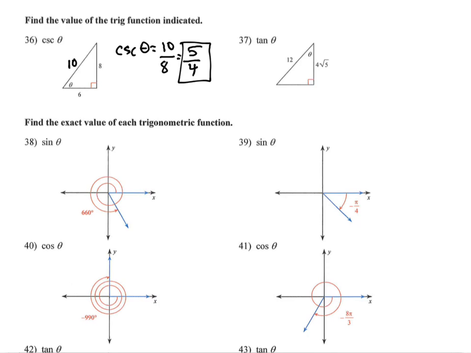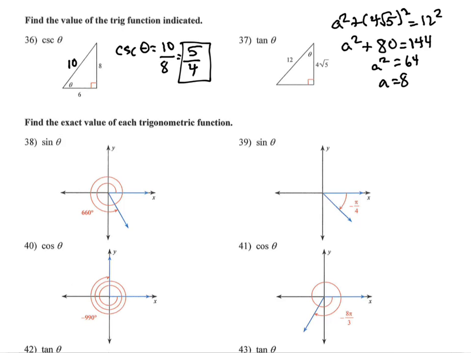Okay, 37. Tangent, opposite over adjacent. We don't have the opposite, so I'm going to just use the Pythagorean theorem to find out what the opposite side is. So we can do a squared plus 4 radical 5 squared equals 12 squared. That's a squared plus 16 times 5, which is 80, equals 144. A squared equals 64, so a equals 8. So tan of theta equals 8 over 4 square root 5, which is 2 over square root of 5. Rationalize, and we get 2 radical 5 over 5.